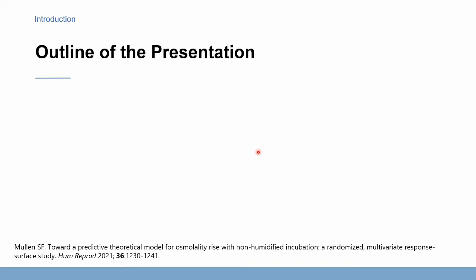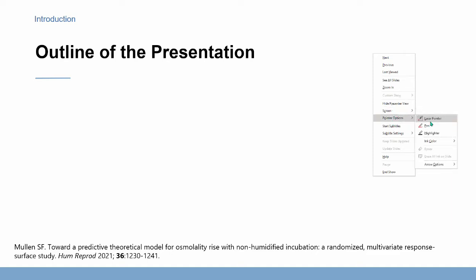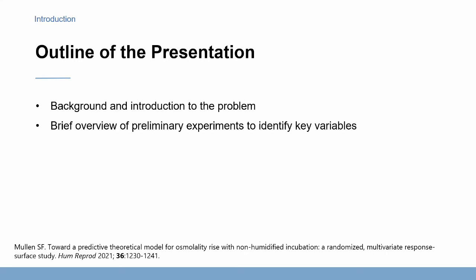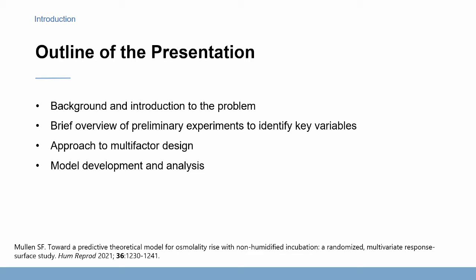So what I'd like to do today is discuss a bit about the project, and I am going to be going over a bit more background in the field of assisted reproduction, because I know that the audience here is not the typical audience that I would talk to, which would include people who are familiar with the field of ART. So I will be talking about the background and an introduction to the problem, and then give a brief overview of the preliminary experiments I conducted to identify some key variables associated with the problem we're going to talk about. And then the approach to the multi-factor design that I designed with the help of Stat-Ease, or Design-Expert, excuse me. And then the model that came out of that project and the analysis of that model, the accuracy of the predictions and interpretations of this model, and finally summarize and open it up for questions.